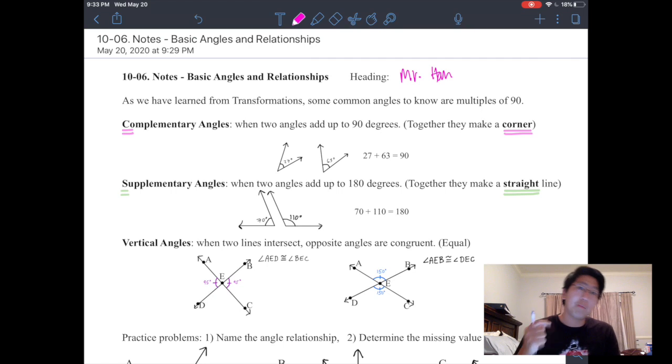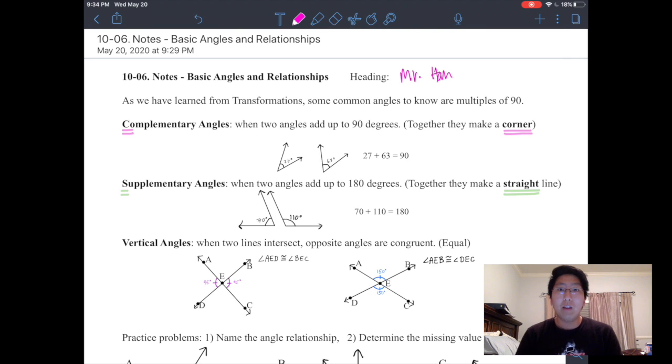So, we're going to be talking about some basic angles here. Before we even get started, I want you to think back on transformations. When we had transformations, we had these shapes and we would rotate them and slide them and flip them. I want you to remember when we rotated these shapes, we rotated them 90 degrees, 180 degrees, 270 degrees, and 360 degrees. So in your head, I want you to be thinking 90 degrees and 180 degrees. That's what we're going to be talking about today.